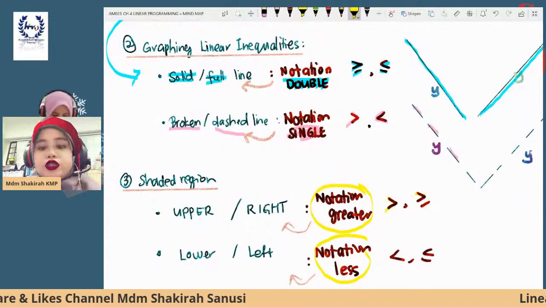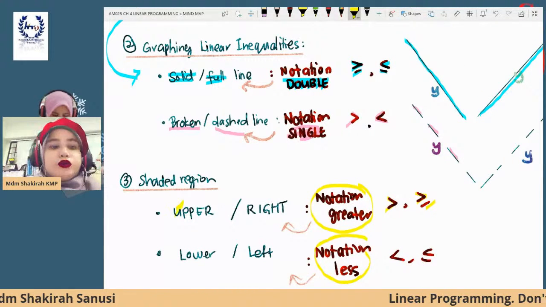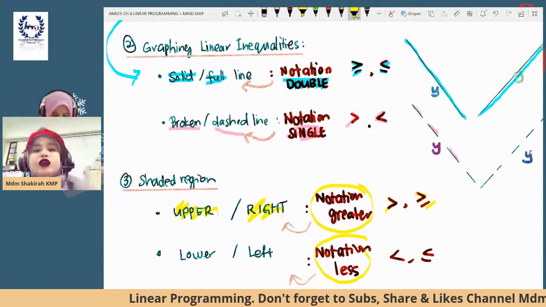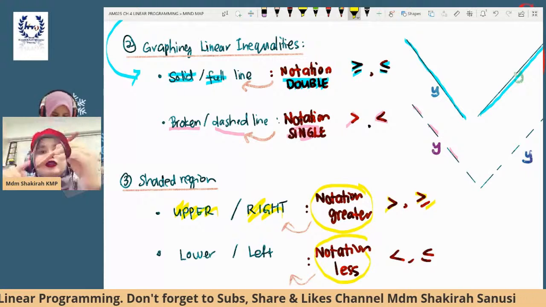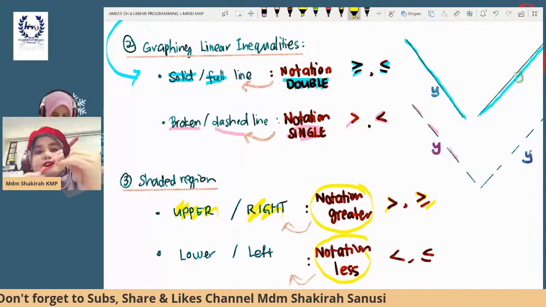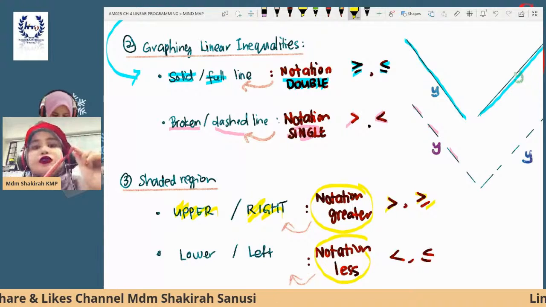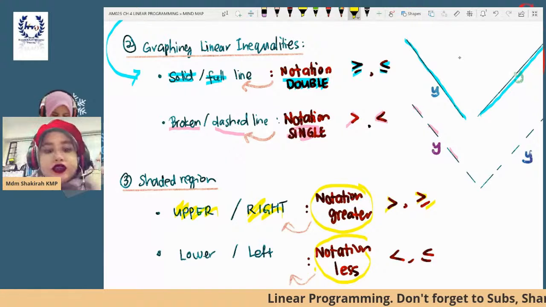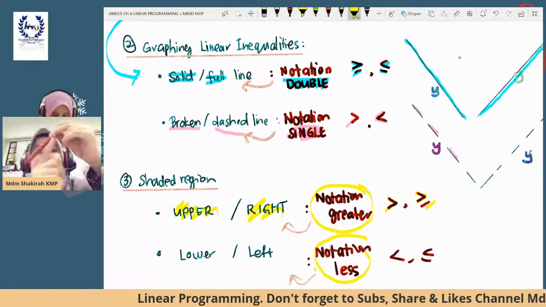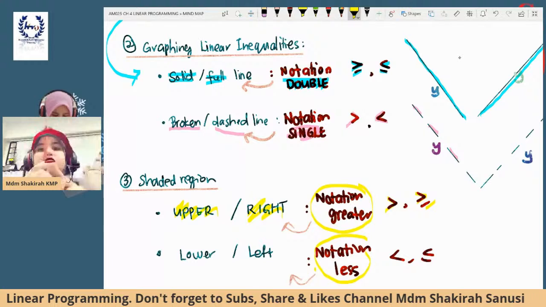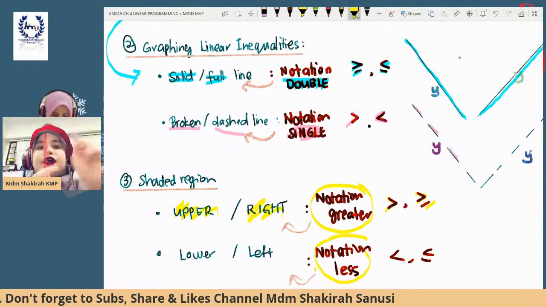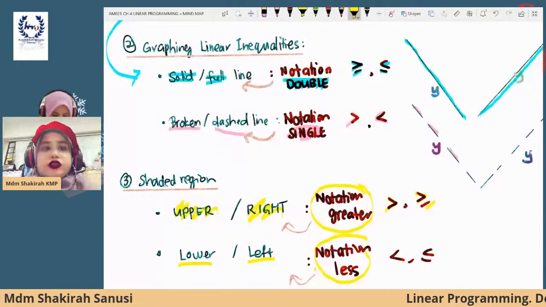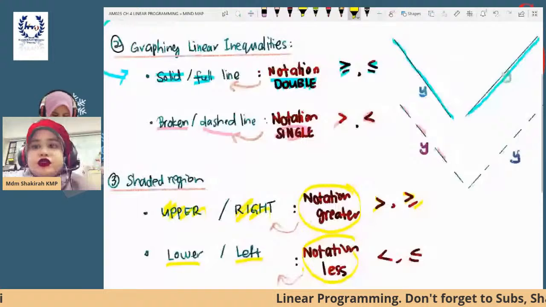If your notation is greater or equal, you will shade the upper or right part, depending on the shape of your graph. If your graph is like this, we take the right one; if your graph is like this, it is the upper. That is only when your notation symbol is greater. But if your notation symbol is less, we will take the lower part to shade, or if this is the shape of the graph, you take the left one. I mean my left hand, not your left hand. That's it, only 3 parts that we look at.